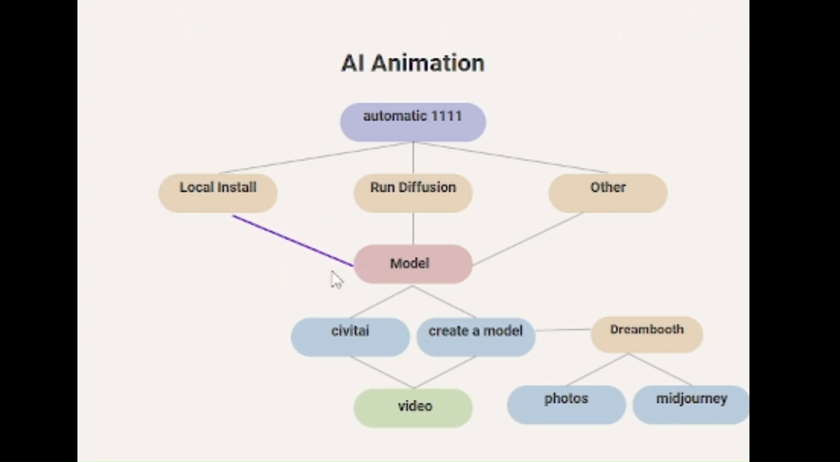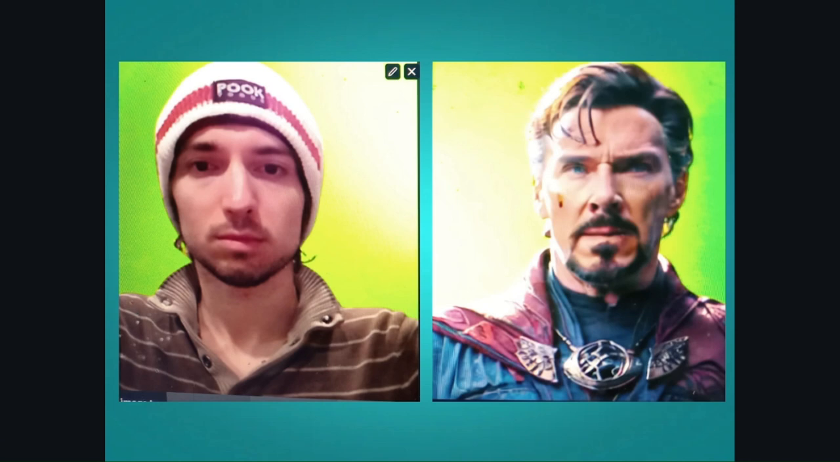Now, you have the option of creating your own model, and I will show you how to do that using Dreambooth with photos that you've collected or images that you've created using AI like Midjourney. Or you can simply download a model through the website of Civitai. Once you have a model, we're going to have to either create a video or download a video that you're going to stylize.